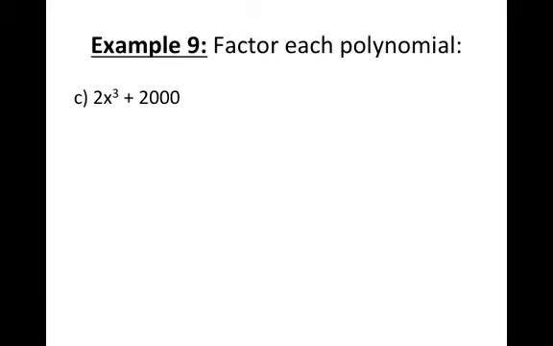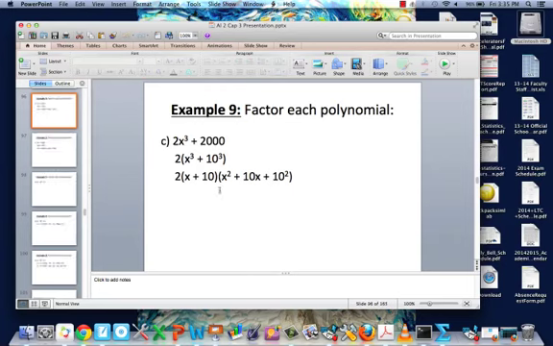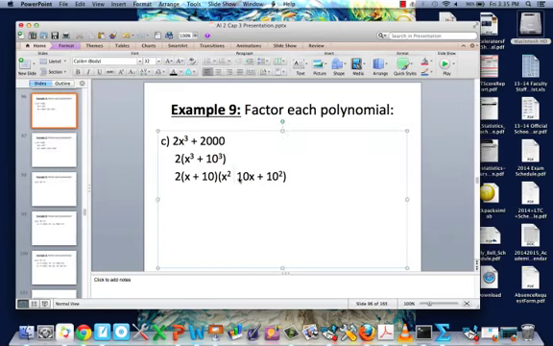We've got 2x cubed plus 2,000. There's a common factor of 2, so we have 2 times x cubed plus 1,000. 1,000 is 10 cubed, so we can factor that. And it's going to be 2 times x plus 10. Oops, there's a little typo there. Going to fix it. Fix it in the next one too. All right.